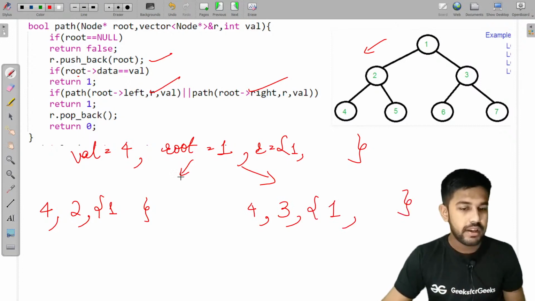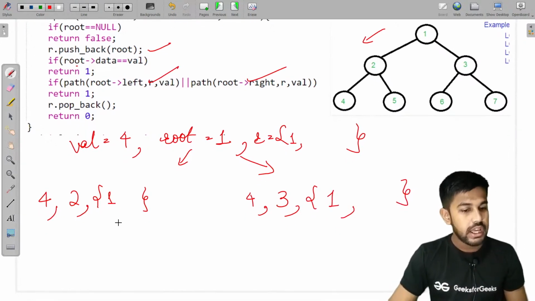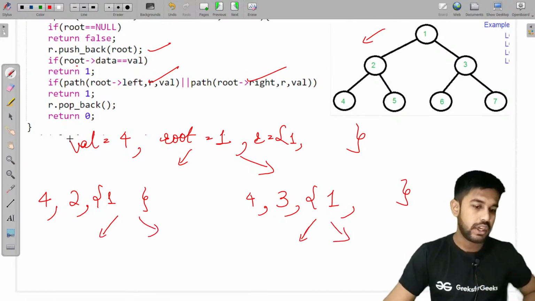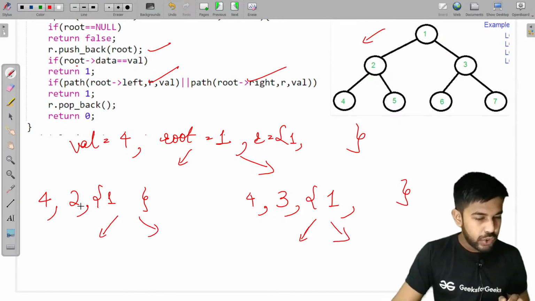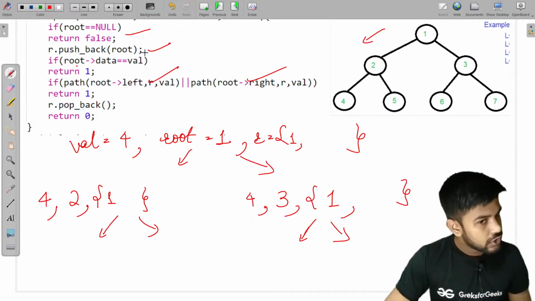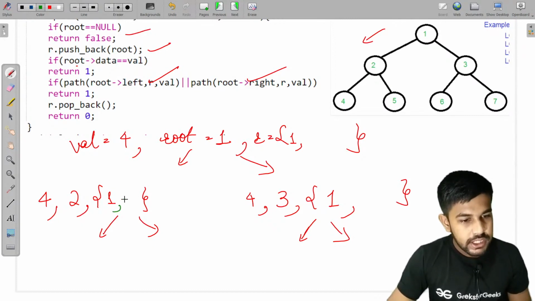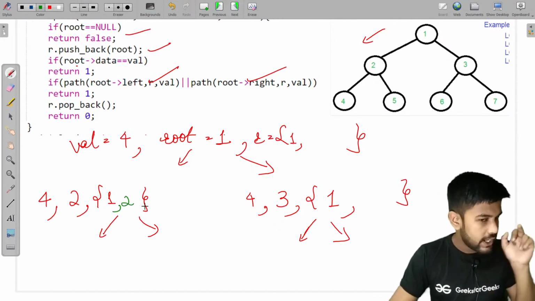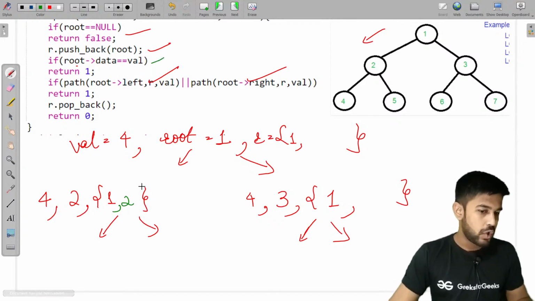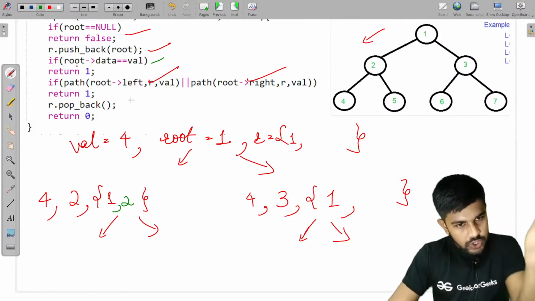Good enough. Now we would simply move forward. We would solve for this one, and then solve for this one. Solving for this side, 4 and 2, no, this would not hit the base condition because it is not null. So we would just insert this value. We insert 2 itself, because we are at the current node, so we insert the value of root, and then check if the value is equal to 4. No, 2 is not equal to 4. Then we would again go to the left or right.